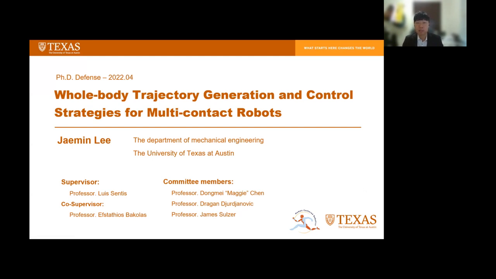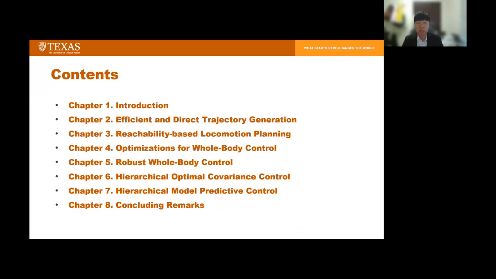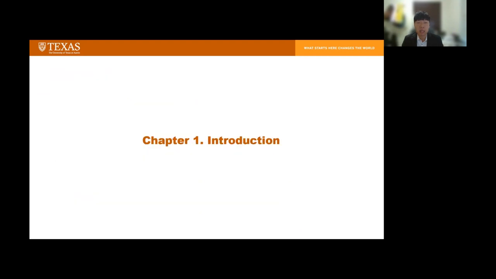The title is Whole Body Trajectory Generation and Control Strategy for Multi-Contact Robots. This presentation will cover these chapters in my thesis, but I will briefly introduce some parts of this thesis due to the time limitation. To begin, I will share with you some background and motivation of my studies.